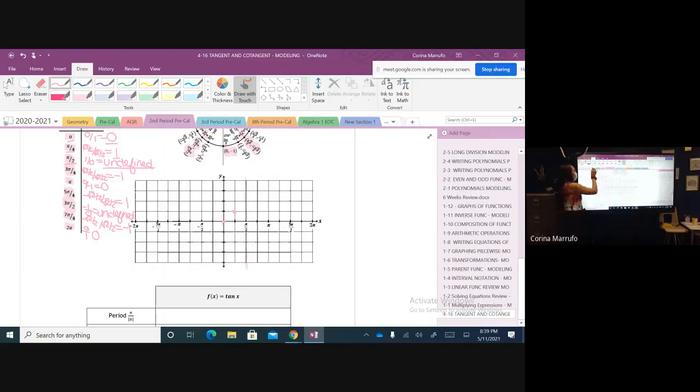I look at the next one. The next one is going to be 3 pi over 4 is negative 1. So this is 3 pi over 4 is that negative 1. At pi is 0. At 5 pi over 4, it is 1. And at 3 pi over 2, it is undefined. So I'm going to make another asymptote here, 3 pi over 2. Okay. The next one, 7 pi over 4, it's negative 1. So negative 1. And then here at 2 pi, it is 0.